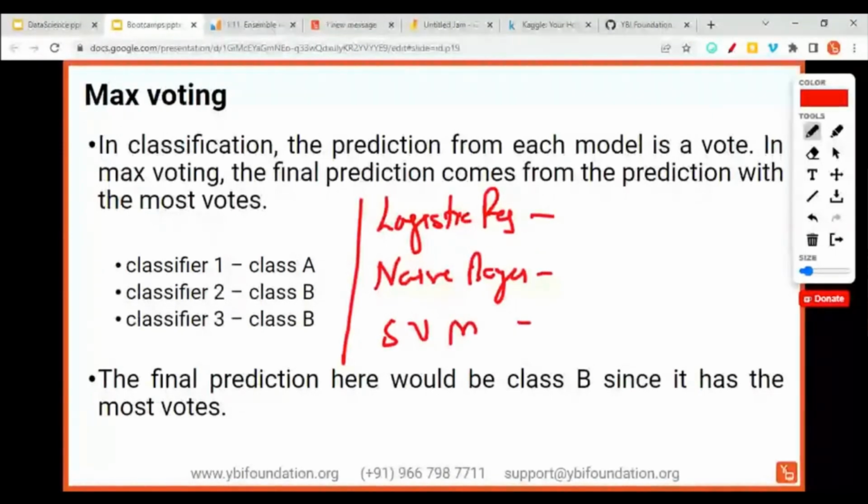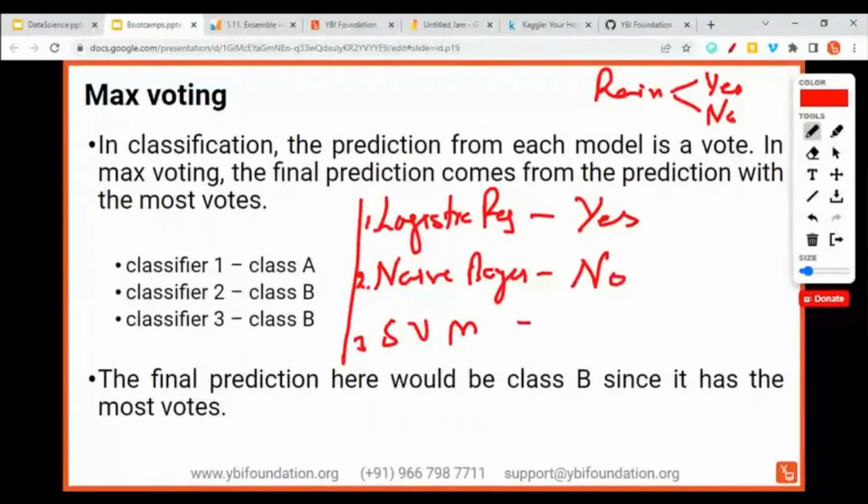There are 2 categories: tomorrow is going to be rain, yes or no. We have, say, 3 individual models. Logistic regression says tomorrow is going to be rain, yes. Naive Bayes says tomorrow is not going to be rain, no. SVM says tomorrow is going to be rain, yes. Now what is the max voting? The answer is yes.